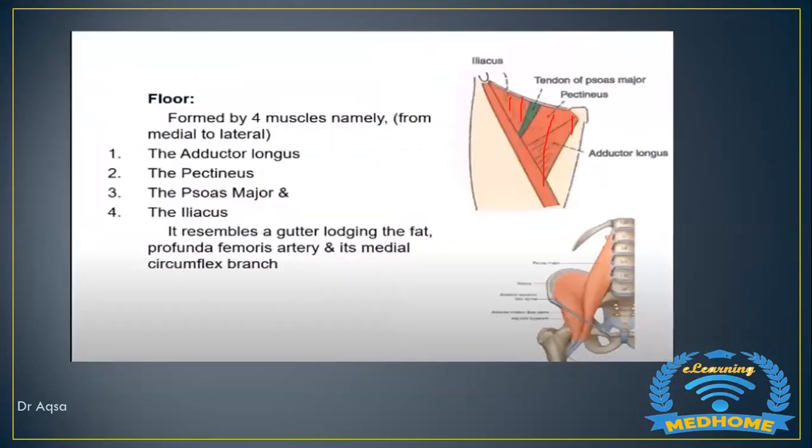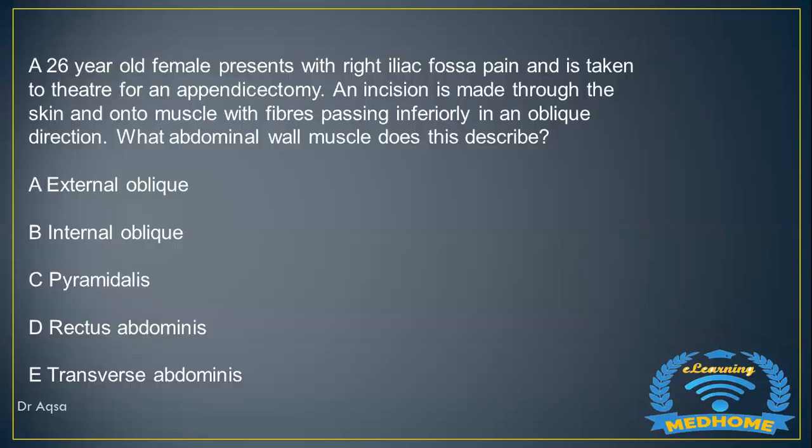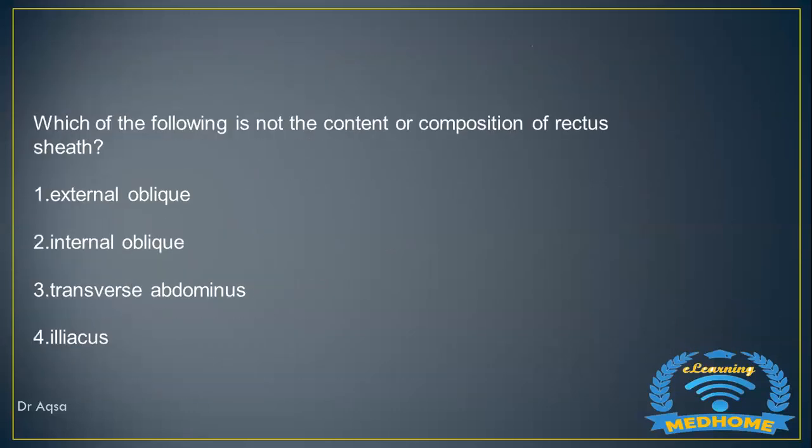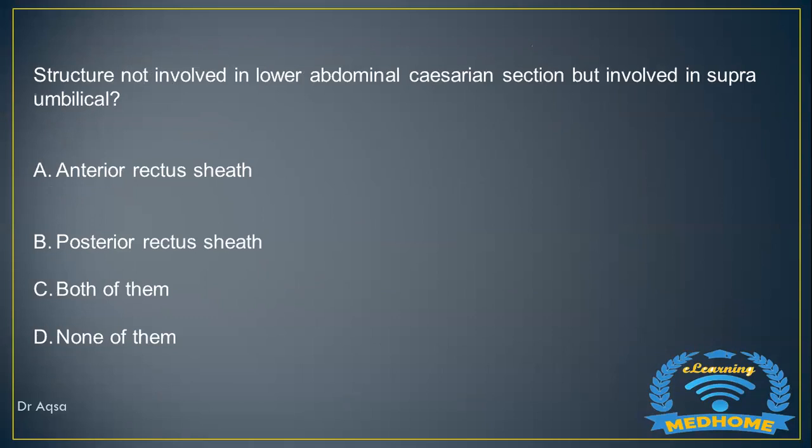Okay. So you will try for the next question also? Yes, ma'am. Structures not involved in lower abdominal cesarean section but involved in supraumbilical incision: anterior rectus sheath, posterior rectus sheath, both of the above, none of the above.